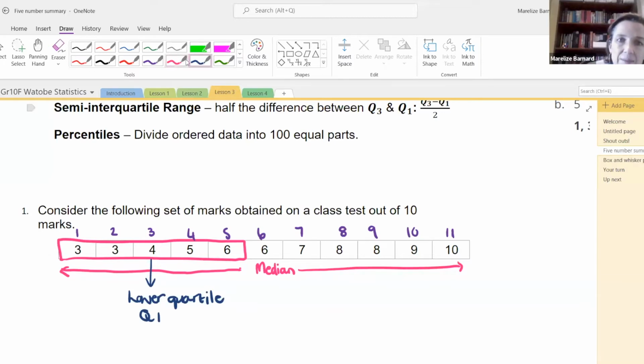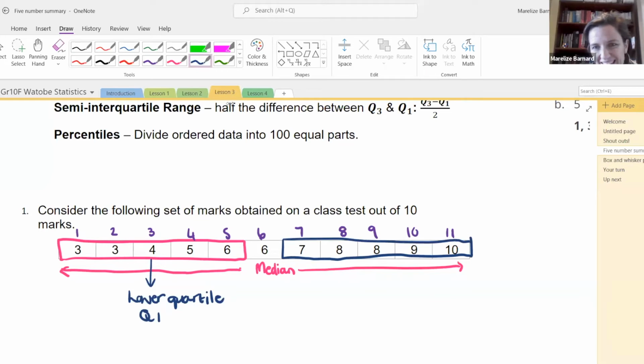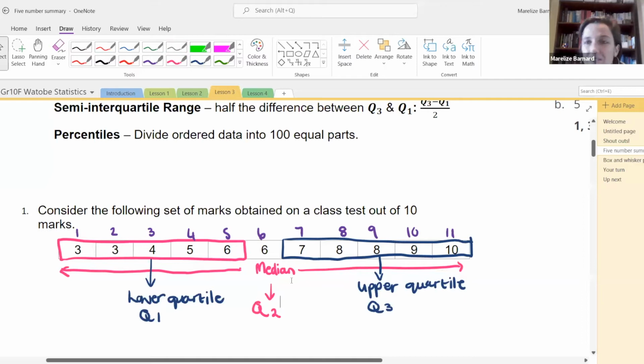Let's do the same with the upper half of the data. Nice, you guys are quick. Before I even ask, I'm just watching the chat, just like 8, 8, 8, 8. These are amazing. Upper quartile, and this is what we call Q3. And the median, which is the middle, we call Q2. So that is how we divide our data, first in half and then into the quartiles.